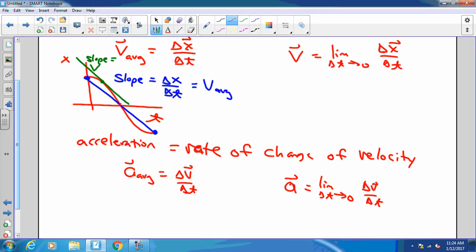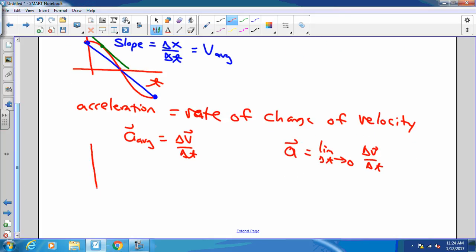Yes? What does that say at the end after? Oh, the limit as delta t goes to 0 of delta v over delta t. Okay. But if I am looking at a velocity graph, my situation is a lot simpler.